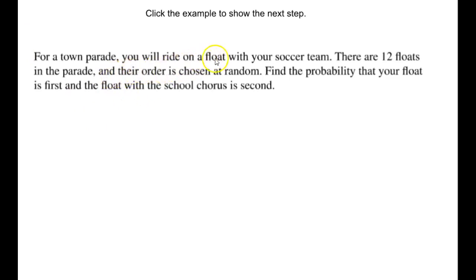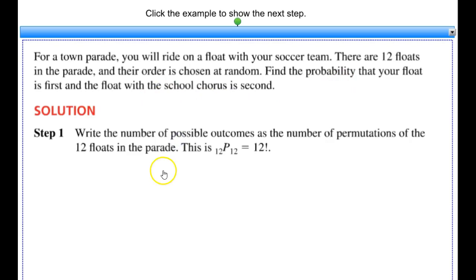For a town parade, you will ride on a float with your soccer team. There are 12 floats in the parade and their order is chosen at random. Find the probability that your float is first and the float with the school chorus is second. So again, order matters, right? We want to be first and the school chorus second.